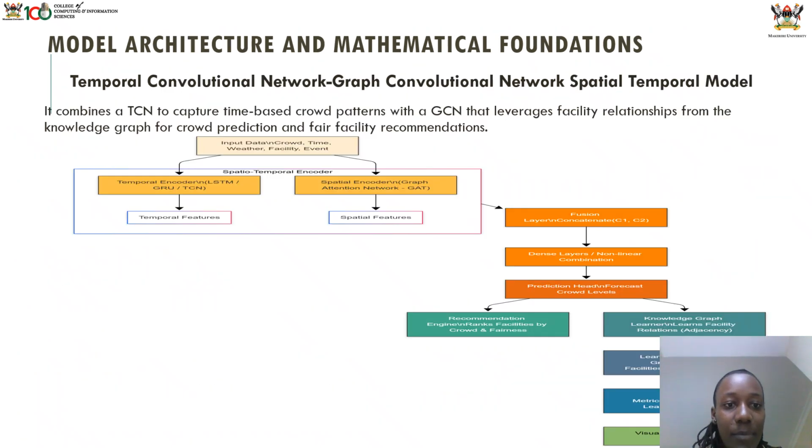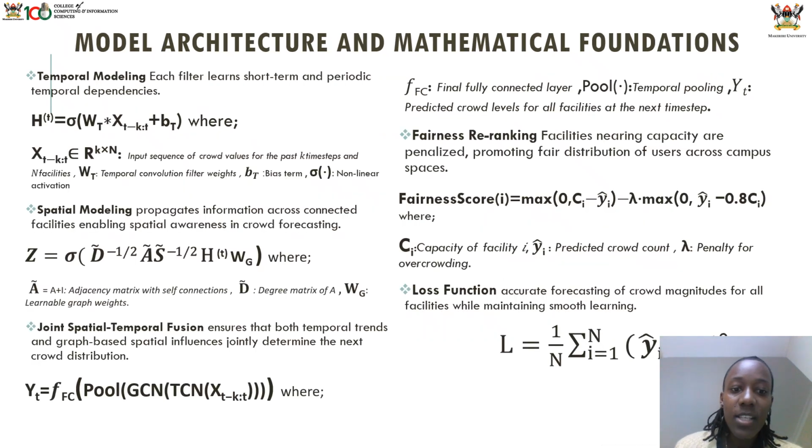So this next model combines a GRU, OTCN, and a GAD. And those are the different layers it has to deliver up to the fair recommendations. Then those are the different formulas that it uses to be able to achieve what it has to achieve.